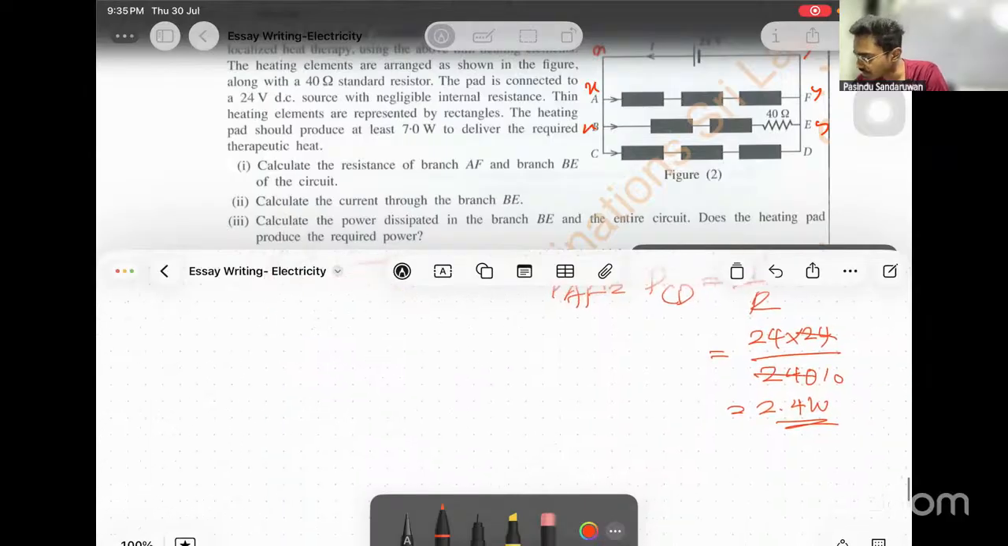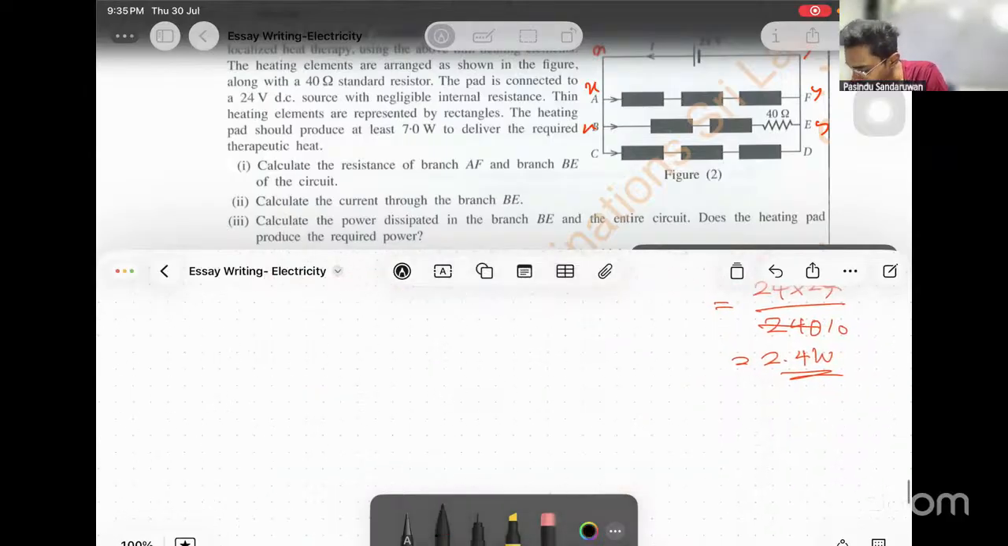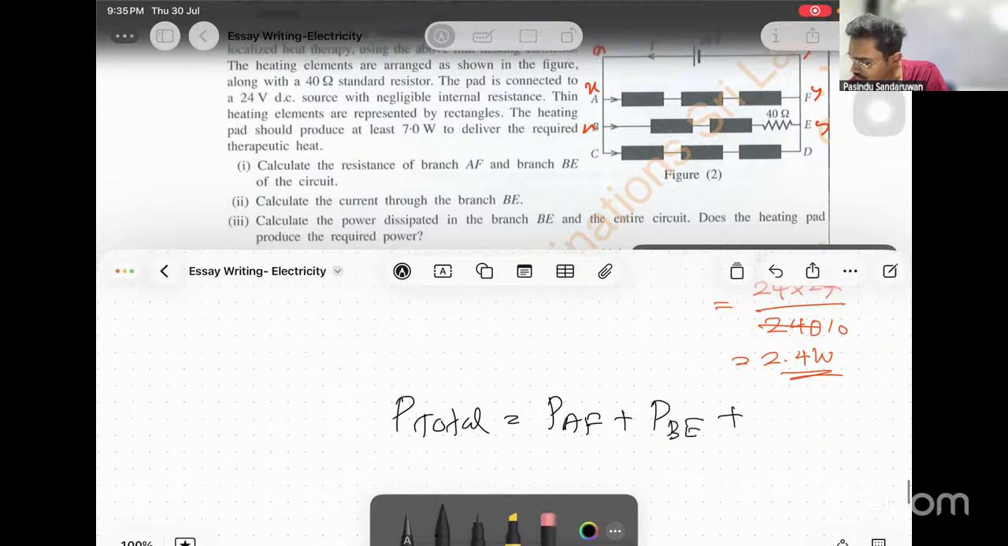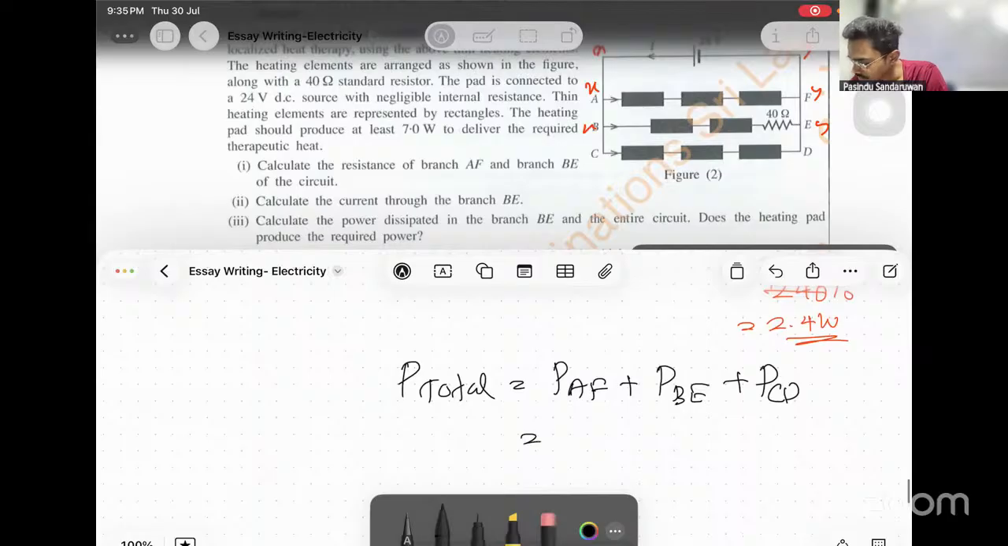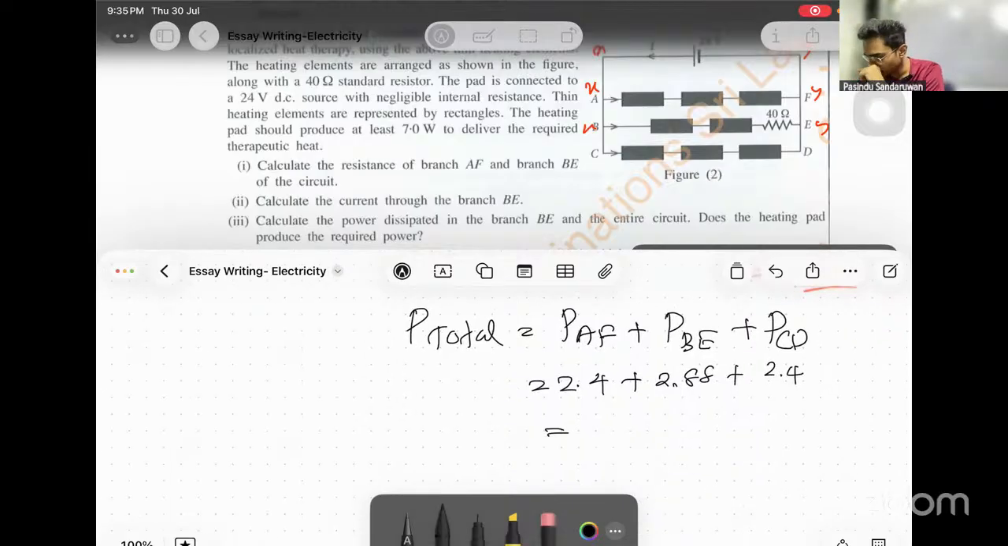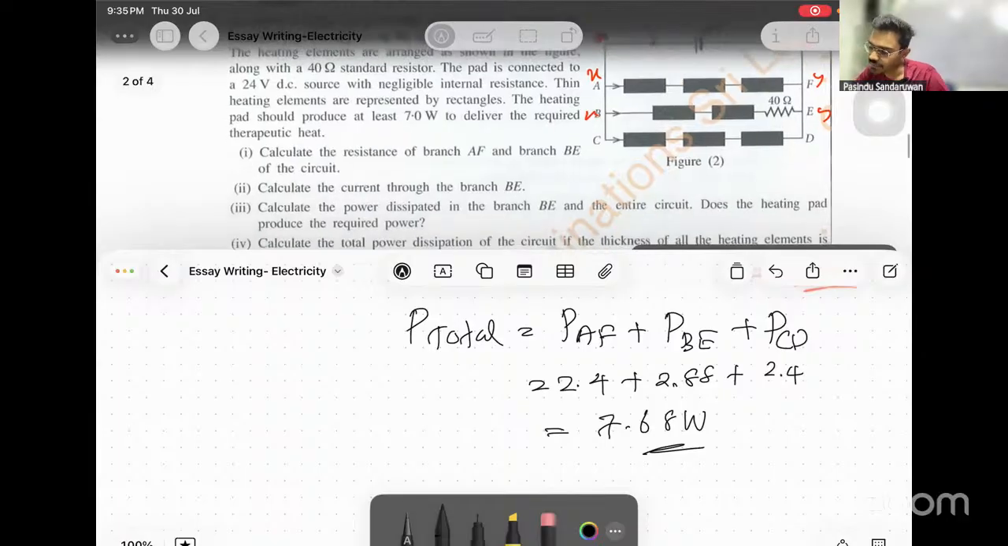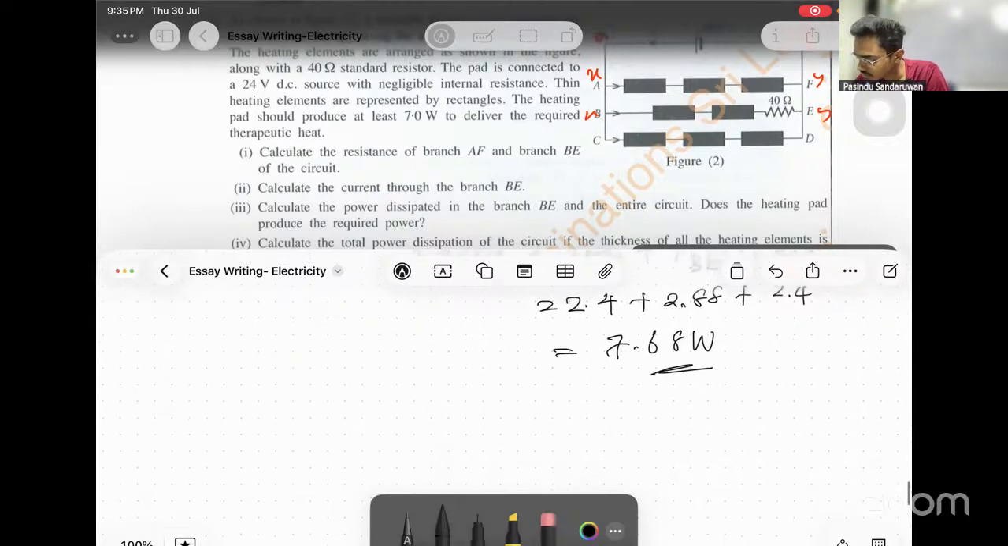Then total power can be written as P total, which is power of AF branch plus power of BE branch plus power of CD branch. AF is 2.4, BE was 2.88, and this is also 2.4. Then 2.4, 2.4, 4.8. Then 4.8 plus 2.88 is 7.68 watts. Now it's asking whether it can produce the required power. Required power was 7. Then write your final answer.